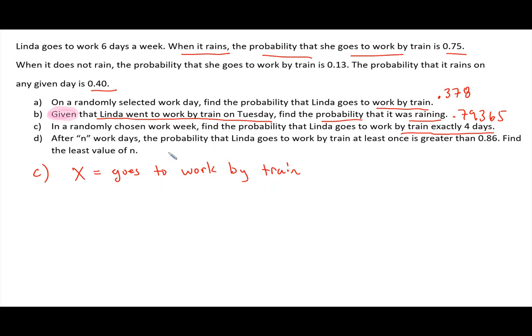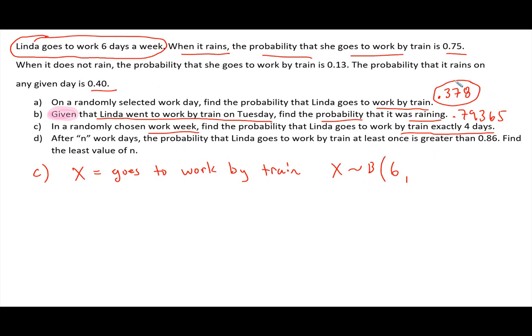And then remember earlier in part A, we found the probability that Linda goes to work by train. That's 0.378. That's our success probability for this binomial distribution. So X is binomially distributed. Now, our number of trials, that's why earlier they gave you this: Linda goes to work 6 days a week. So in a randomly chosen work week, the number of trials is going to be 6, because there's 6 days that she goes to work.